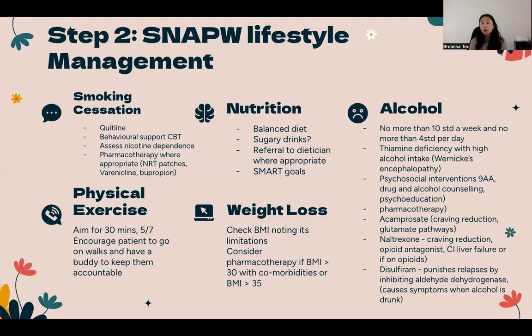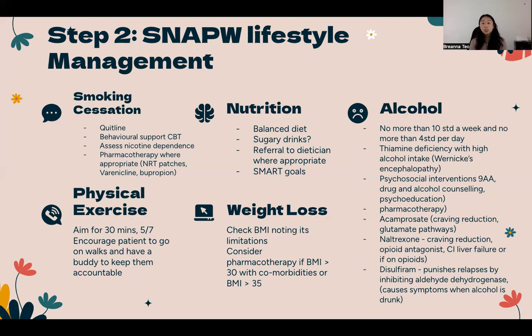If they say that they are on the pathway of thinking about quitting or they would like some resources to help them, things that we can suggest include Quitline and behavioral support through CBT. We can assess their nicotine dependence as well. And then there's also pharmacotherapy for that. So we've got replacement patches, which come in a gum form as well, and then we also have medications, which you'll probably learn more about in psych.